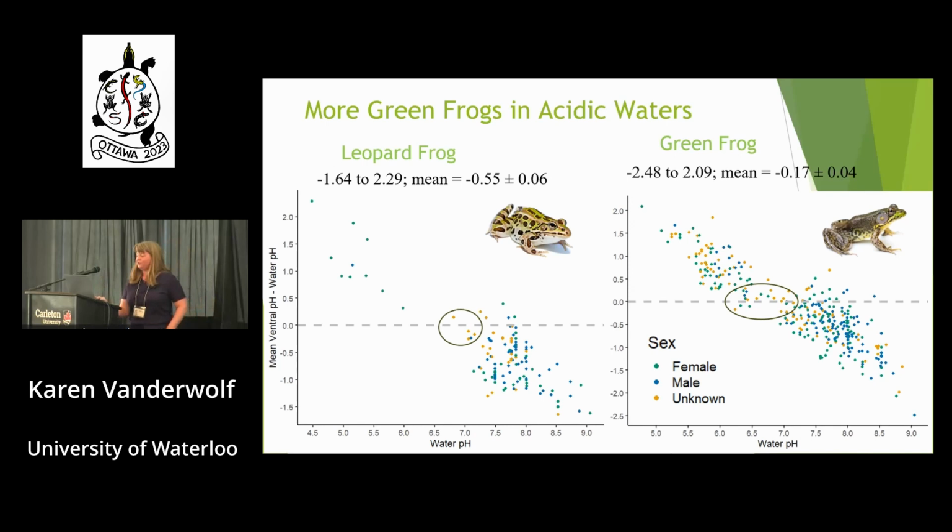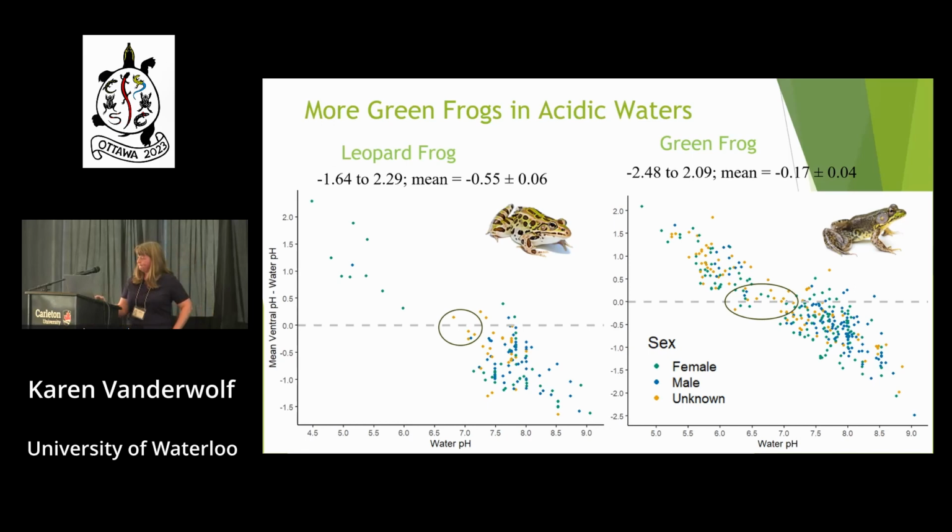And as you see, the leopard frogs didn't particularly like the acidic waters so much. You usually found green frogs there, which agrees with what's already in the literature. But it was kind of neat that with the leopard frogs, when you did find ones in acidic waters, it was mostly the females. So that was kind of cool. The numbers, that's just the range for each species of how they differ from water pH. So the leopard frogs ranged, this is the max and min and the mean and the standard error, I believe. So, yeah.